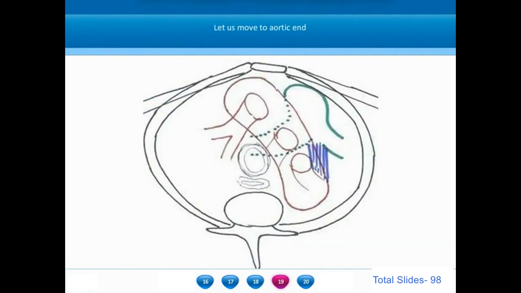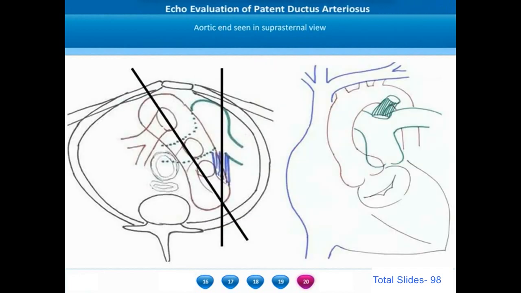Now we will move on to analyzing the aortic end of the ductus arteriosus. The aortic end of the ductus is seen from the suprasternal view. Once again, in suprasternal view, if you want to visualize the entire aortic arch from the ascending aorta to the descending aorta, we need to keep the probe in an oblique plane to cut along the aortic arch in its long axis.